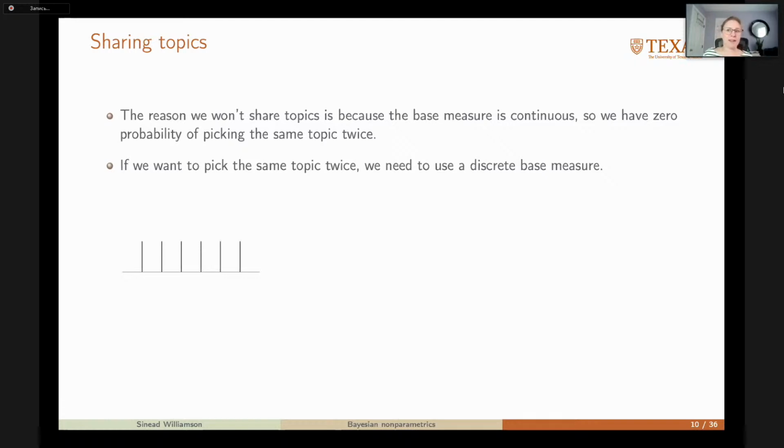But if we have a discrete base measure, which is totally fine, we can have a discrete probability distribution, then we're going to start getting repeats. So here I've got a schematic of a really simple discrete base measure. It's just got 6 probability atoms with equal probability. And I'm going to do exactly what I did before with the Dirichlet process. I'm going to sample some infinite sequence of probabilities. And then for each of them, I'm going to pick a location according to this discrete base measure.